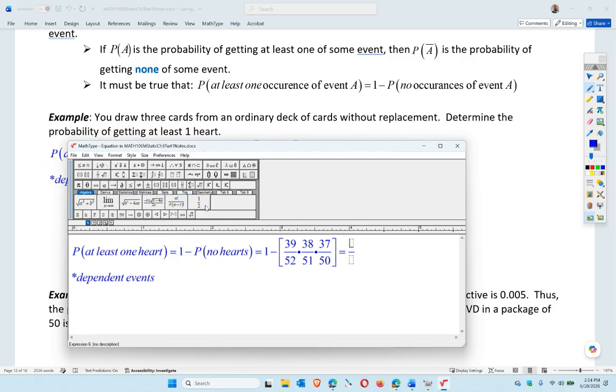So fraction minus fraction. If you multiply 52, 51, and 50, you're going to get 132,600. That number comes up a lot if you do card stuff. If you multiply those on top, you get 54,834, right?